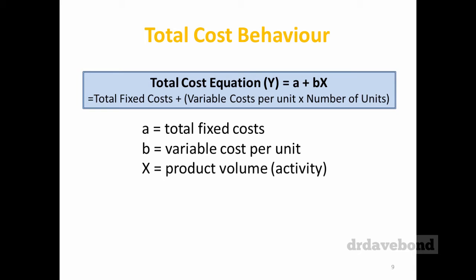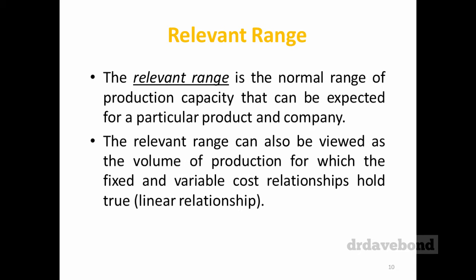We're figuring out the total fixed cost, the variable cost per unit, and we're working out when we've got a mixed cost, how to separate those mixed costs out into a variable component and a fixed component. But before we get to that point, there's one thing we do need to talk about, which is the relevant range.